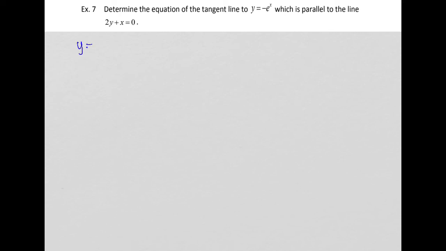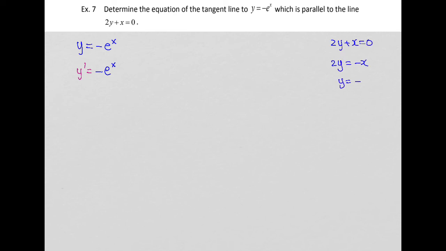So y equals negative e to the power x. Let's do the differentiation, y prime. So negative is the coefficient, so leave it. And differentiation of e to the power x will still be e to the power x. And before we can move on, we have to find what the slope will be, because it's parallel to the line 2y plus x equals 0. Let's rearrange the equation.